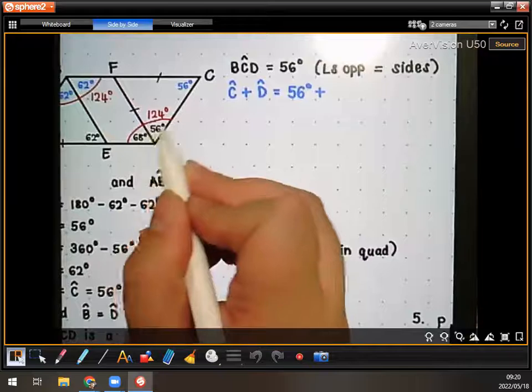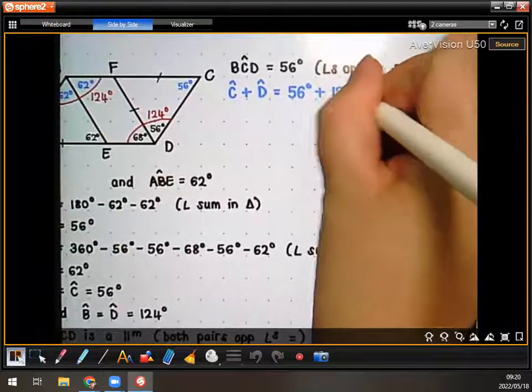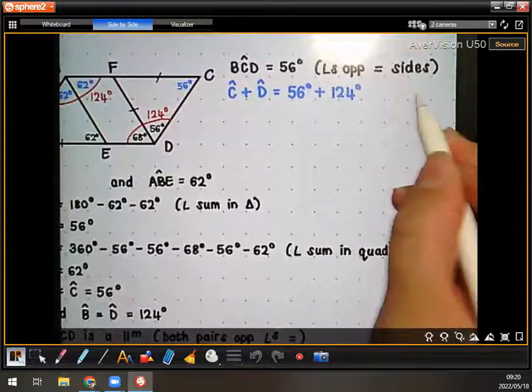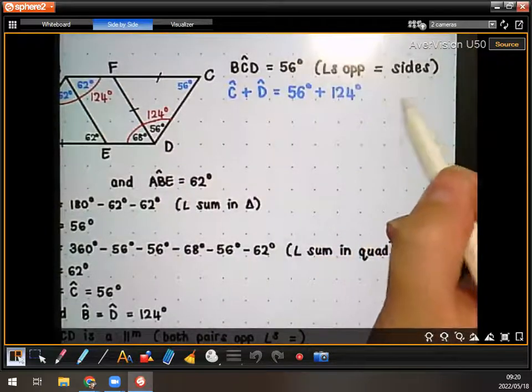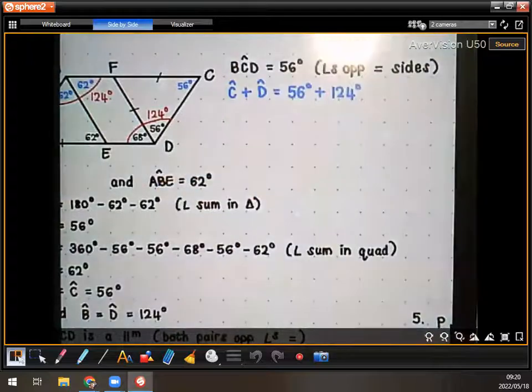Both of those angles were given, so you can just add those together. That's 124. So guys, you're not going to write a reason for that. There's no reason for this. I'm just taking two angles that I have and adding them together. I'm worried that some of you are writing co-interior angles parallel lines here. You can't do that. It's not given that they're parallel.